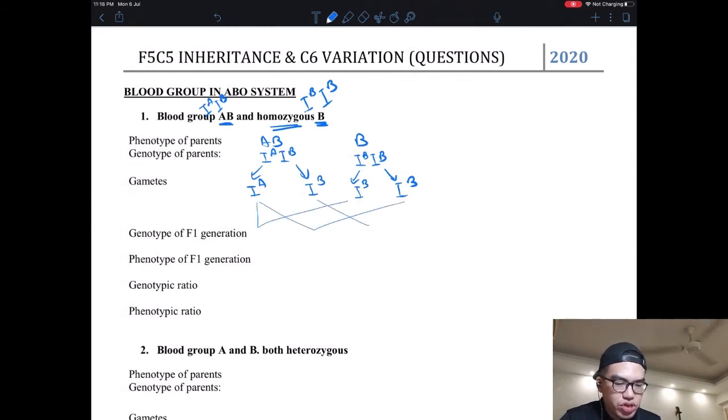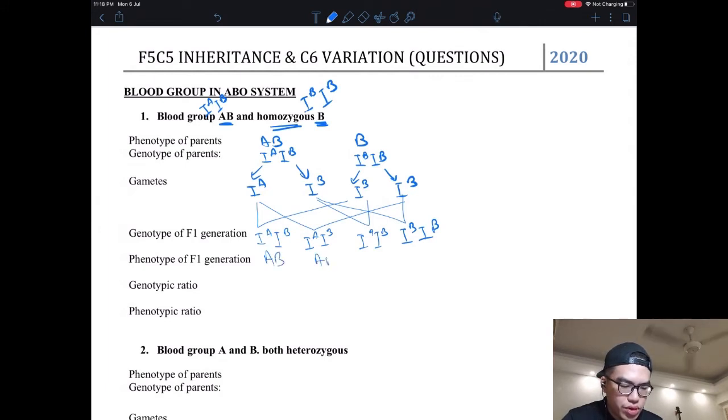So the first child will be IA, IB. Second child IA, IB. Third child IB, IB. Fourth child IB, IB. So the first possibility is AB group, AB group, B group and B group. Genotypic ratio is 1:1. Phenotypic ratio is also 1:1. You can actually do this at home. If you know your mother's blood type or your father's blood type, then you can try and match it and see what possibility you get.